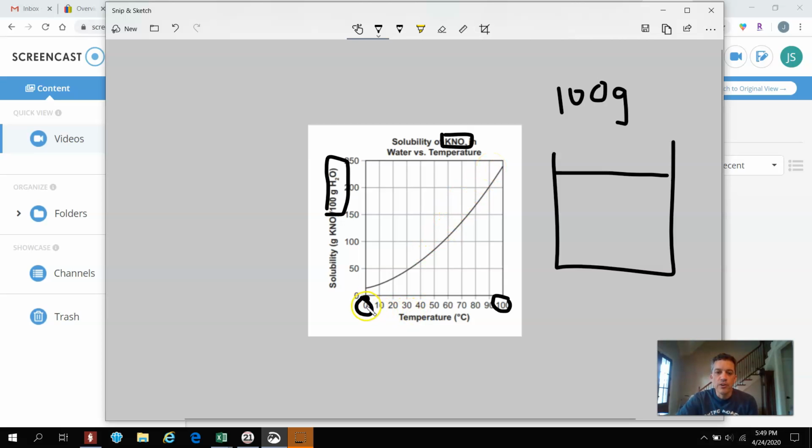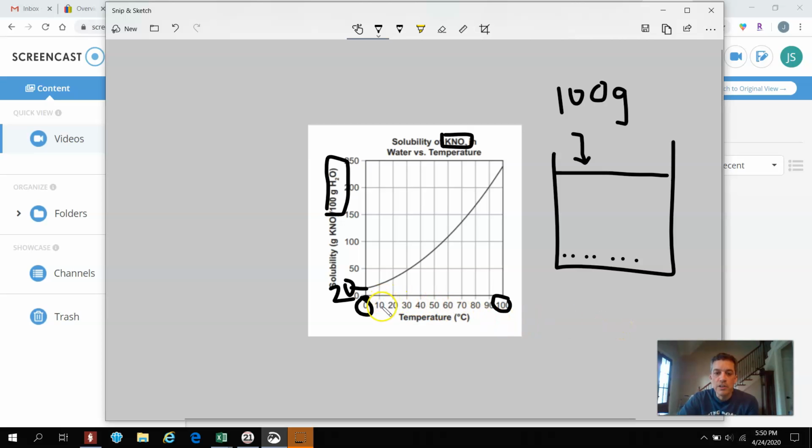If we look down here at the very end, if this is 0 degrees, so this is effectively freezing, then we could only put about 20 grams in here. So we add 20 grams, we stir it up, and that's as much as that would be able to dissolve. If we tried to put another 10 grams into this, no matter how much we stirred it or did anything, it would just go down to the bottom and it would not dissolve because it's too cold. There's just not enough energy to pull those things apart.